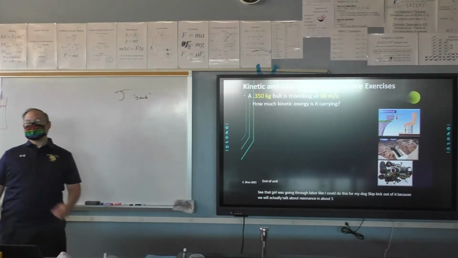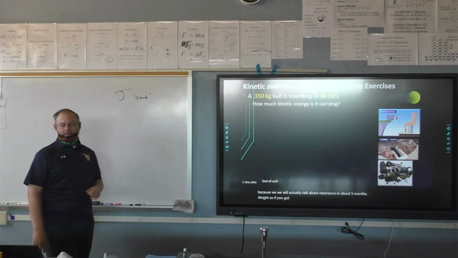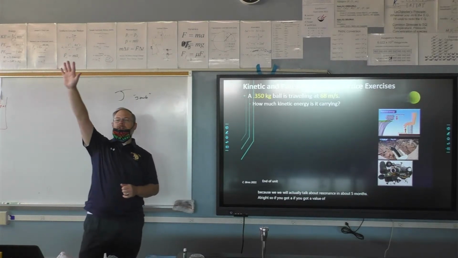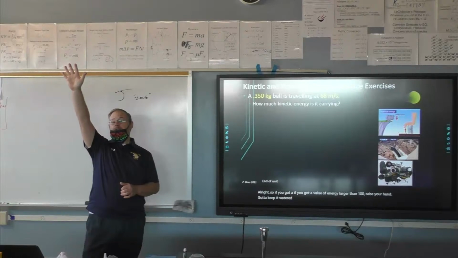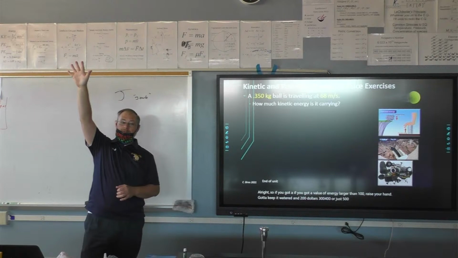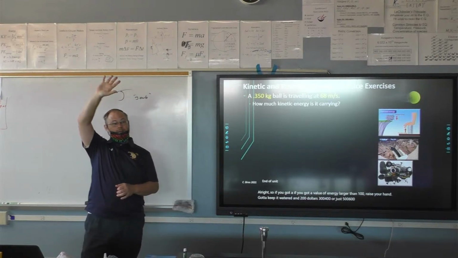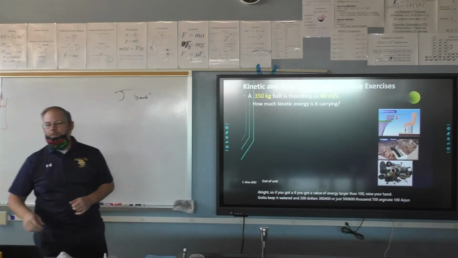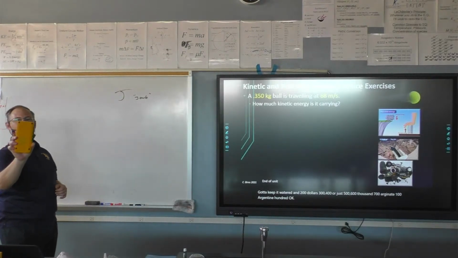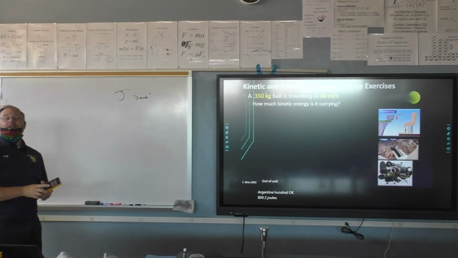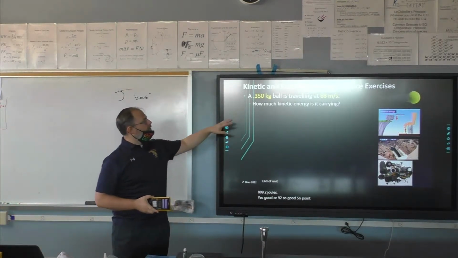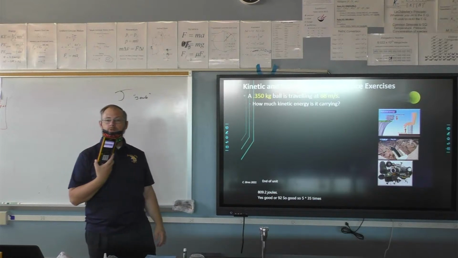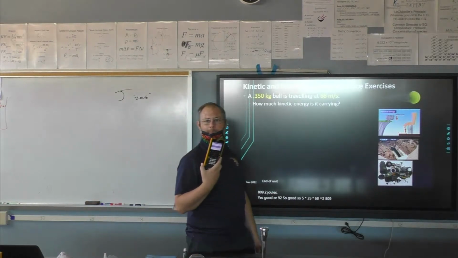All right. If you got a value of energy larger than 100, raise your hand. Keep it up. Larger than 200, 300, 400, 500, 600, 700, 800, 900. Okay, what'd you get? 809.2 joules. Yes, good. So 0.5 times 0.35 times 68 squared, 809 joules. Sound good, everybody? Yes. Okay.